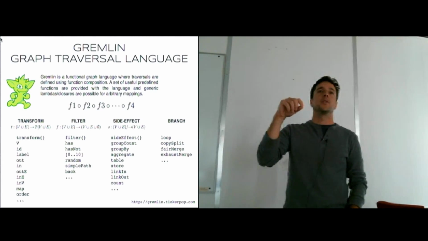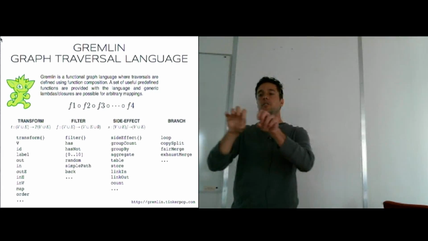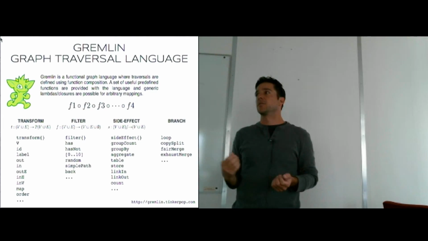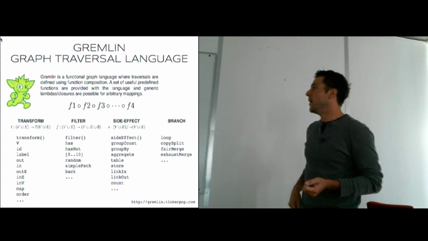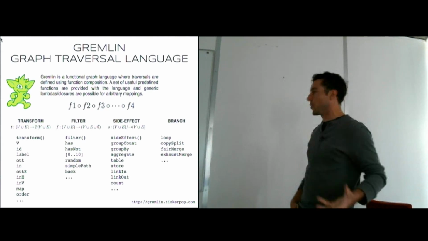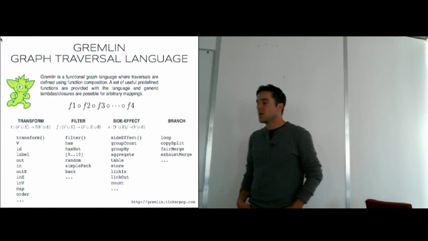And you've got to make sure that the output of one is the same as the input of the other, and you can chain them together through function composition. And this provides the semantics of your traversal. There are four types of traversal categories, or function categories.